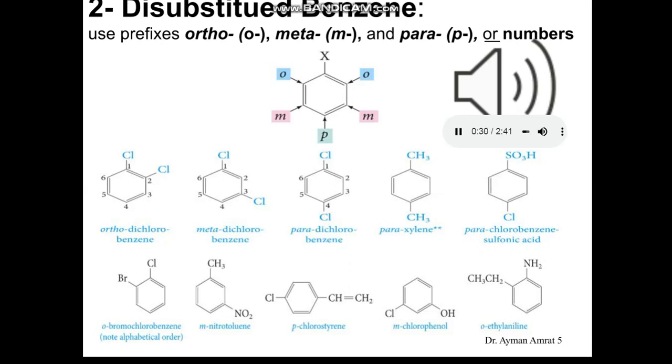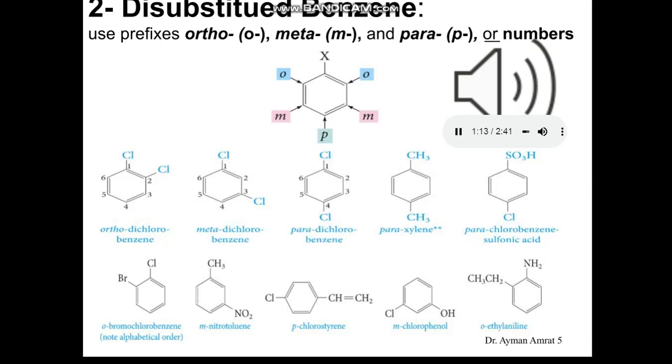For example, dichlorobenzene on carbon 1 and carbon 2 could be named 1,2-dichlorobenzene or ortho-dichlorobenzene, while in the second example, chloro on carbon 1 and the second chloro on carbon 3 is called 1,3-dichlorobenzene or meta. 1,4 could be named 1,4-dichlorobenzene or para.